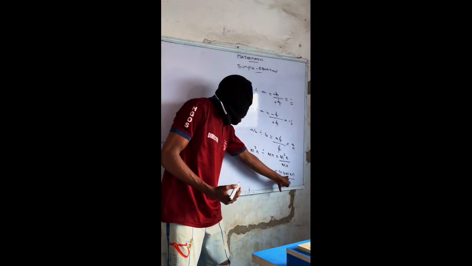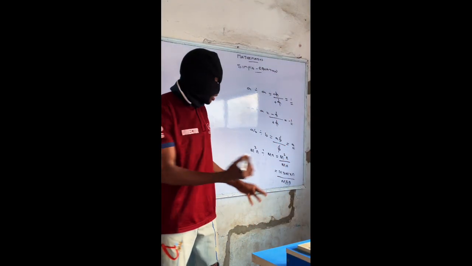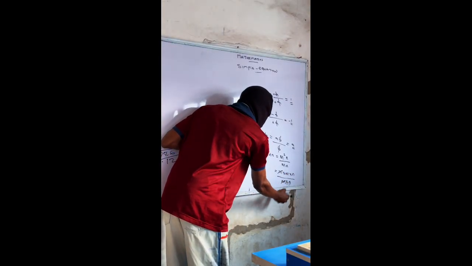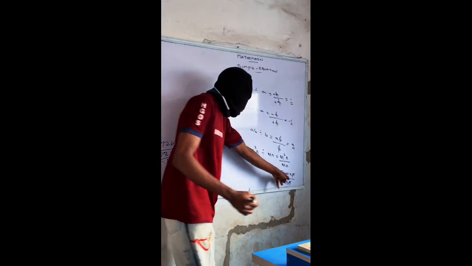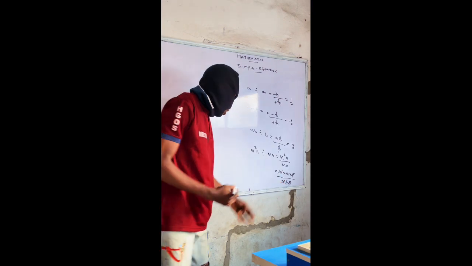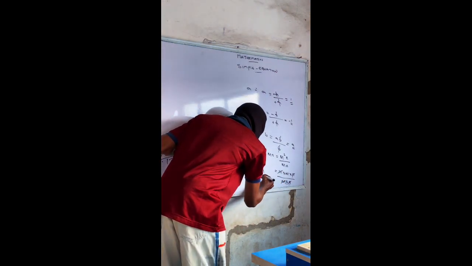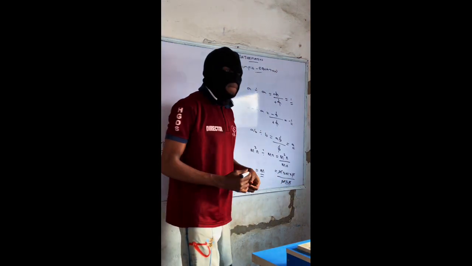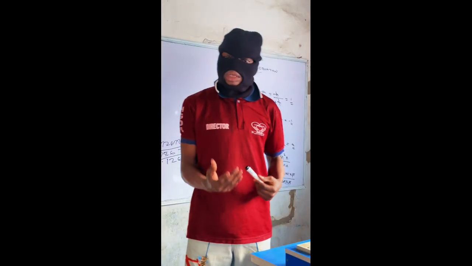Now you have n. You have m. This m cancels m, while your n cancels n. Now you are left with only n. So the answer is equal to n.